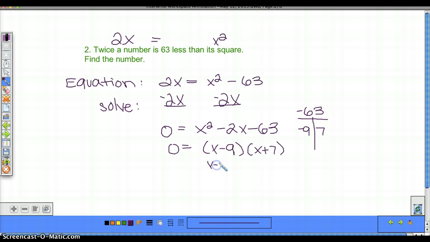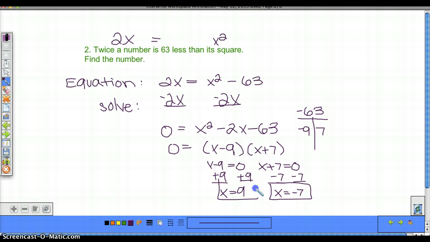Now I'm just going to solve it out. X minus 9 is 0. Or x plus 7 is 0. Add the 9 over. We have x equals 9. Subtract 7 over. And we have x equals negative 7. Now, same as number 1, we need to check to make sure these make sense.